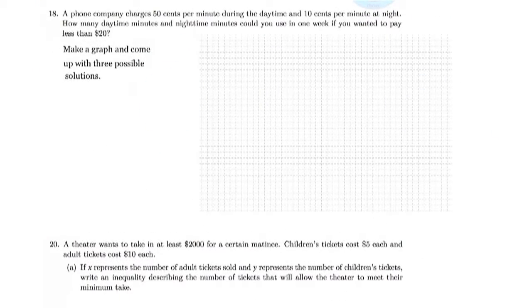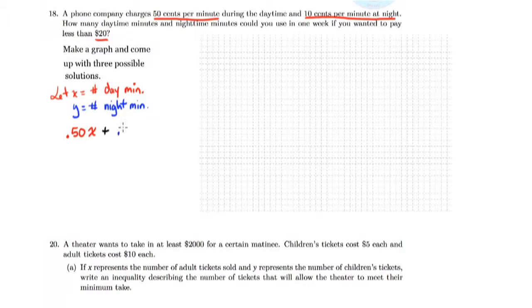Okay, let's take a look at a word problem. In number 18, a phone company charges 50 cents per minute during the daytime and 10 cents per minute at night. How many daytime minutes and nighttime minutes could you use in 1 week if you wanted to pay less than $20? So I'm going to set up my variables here, and I know that x is the number of day minutes and y is night minutes. So my equation is 0.50x plus 0.10y is less than 20. I can clear the decimals by multiplying all the terms by 10, and I get 5x plus 1y is less than 20.